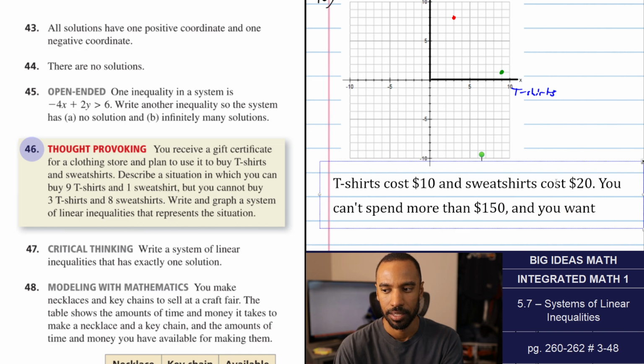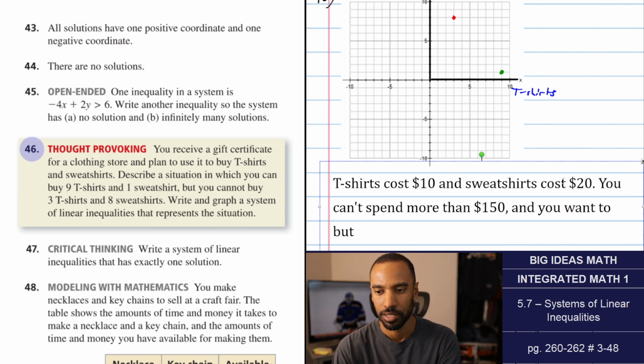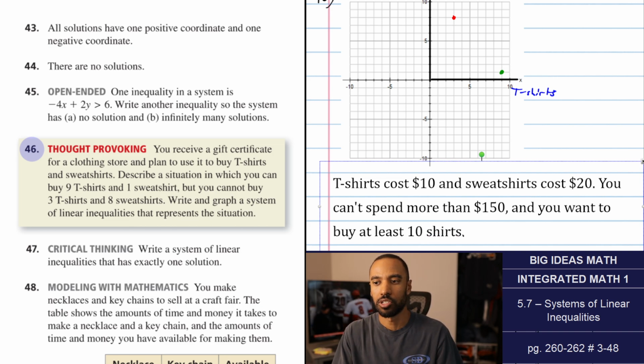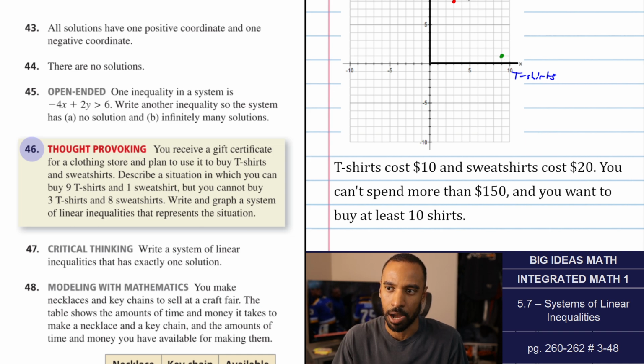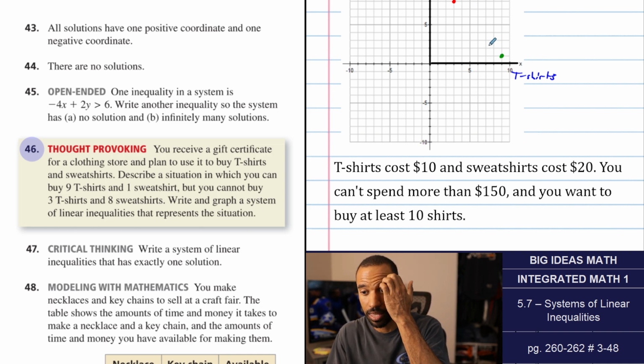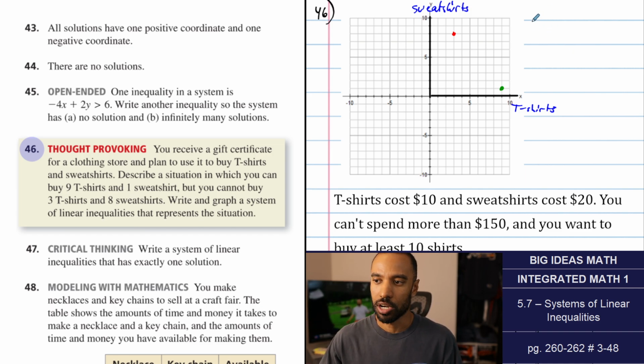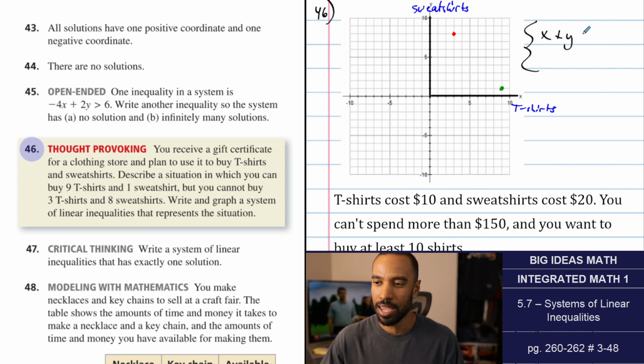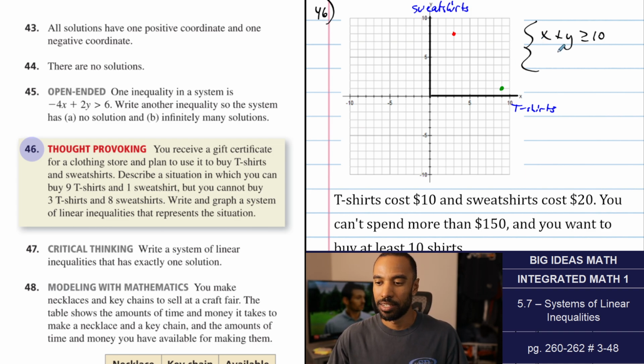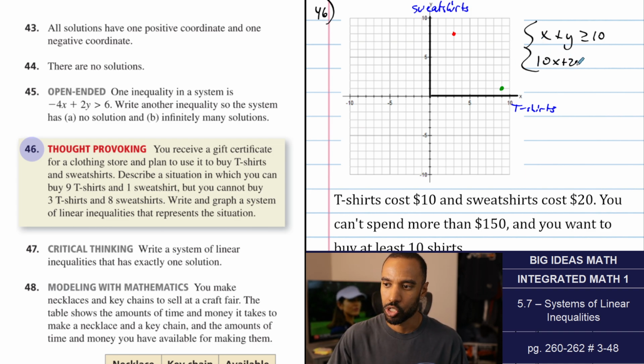And you want to buy at least 10 shirts. Okay, I'll just stick with that because that does satisfy this. I don't need to now buy more t-shirts and sweatshirts. So let's now construct that graph with this in mind. Let's write the inequalities from that. So t-shirts are clearly X, sweatshirts are Y, right? So X plus Y has to be greater than or equal to 10. So this one's going to be on the line. I hope you realize that. And then 10X plus 20Y has to be less than or equal to 150.